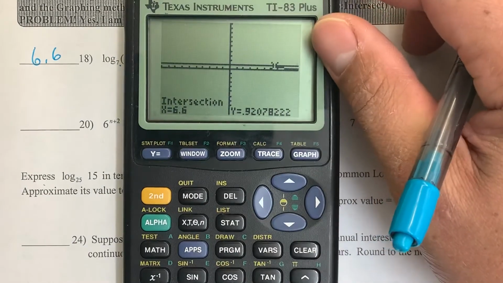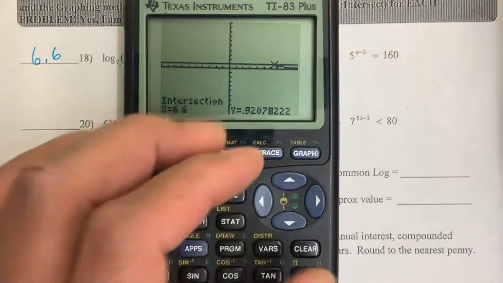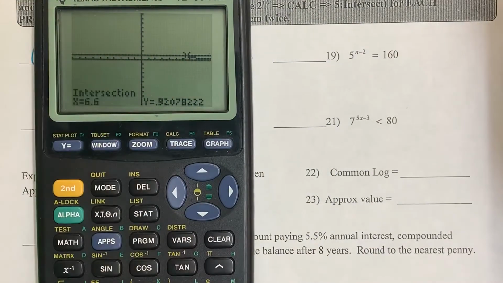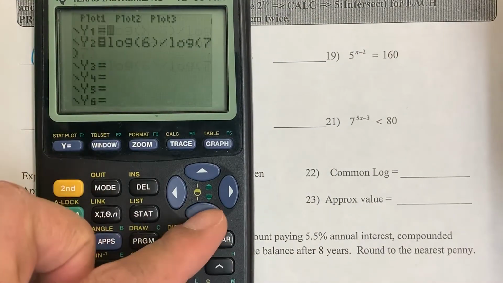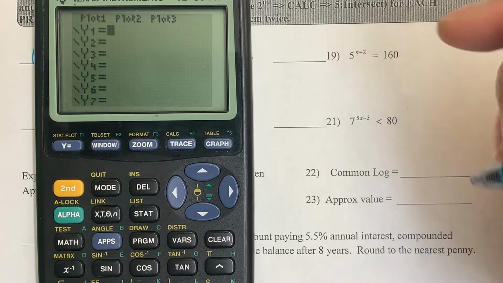Okay, that's all we need. The calculator does have its merits. We just have to make sure we know how to use it. Now, for number 19, we're going to do the exact same process: graph the left side, graph the right side. But we're going to have a little more work to do on this one because of where it's going to intersect.